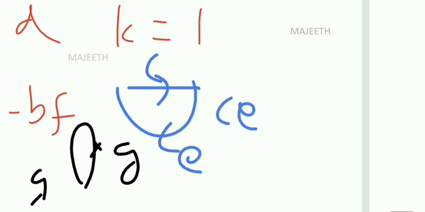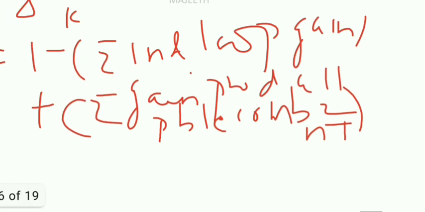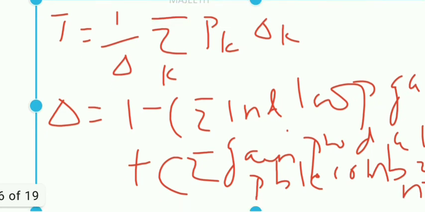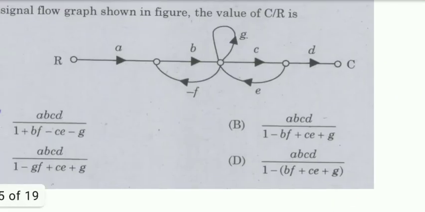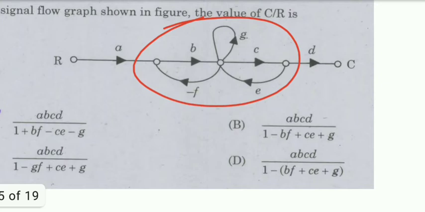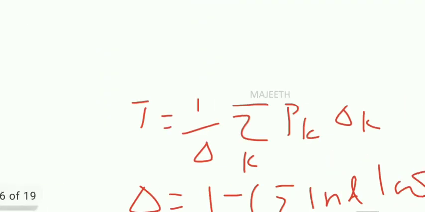So what is the del value? Del is equal to 1 minus the sum of individual loop gains plus the sum of gain products of all possible combinations of 2 non-touching loops. Let us see whether 2 non-touching loops are available. Do we have 2 non-touching loops? No, we have 3 loops, and all the 3 loops are touching each other. So we don't have 2 non-touching loops. We are having only individual loops.